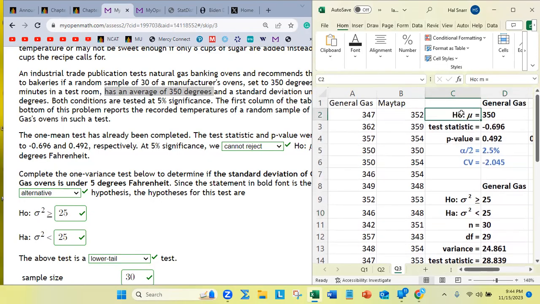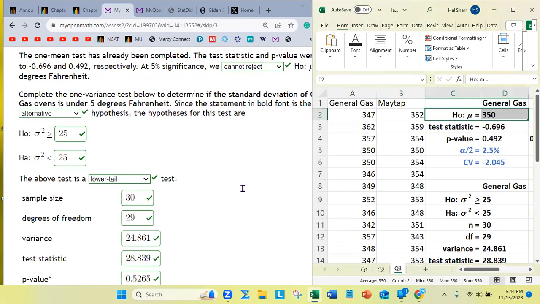And we want it to support the null hypothesis on the one mean test, right? So we check the box here, but we didn't check the box here, right? Because we concluded that this one's probably true, right? So we only got one of the two standards satisfied. We got the one mean test satisfied, right?